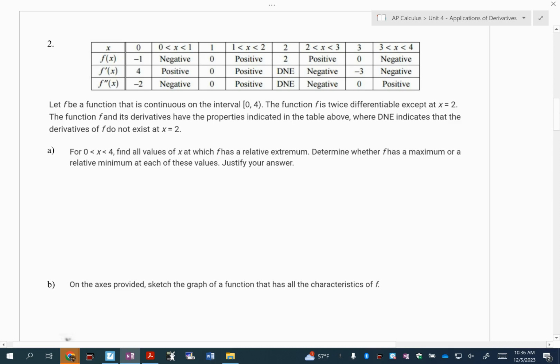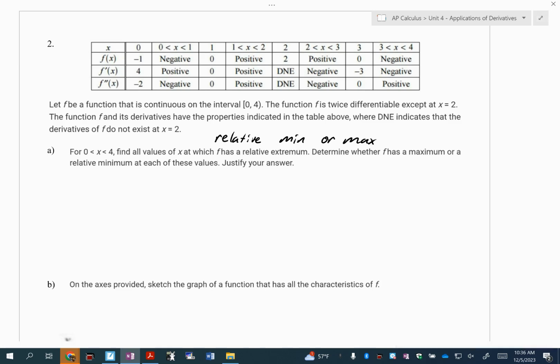So we'll need to make sure, when we graph this in a moment, that we're unable to take the derivative at x equals 2. So the first part, it says for the interval 0 to 4, find all values of x at which f has a relative extremum. So that would be like your relative min or max.